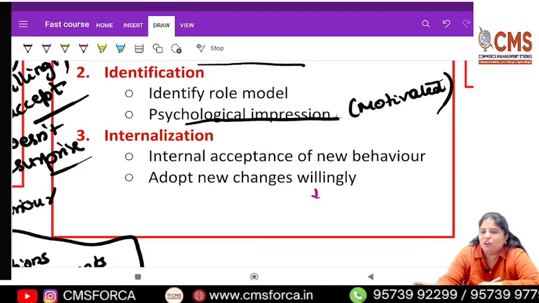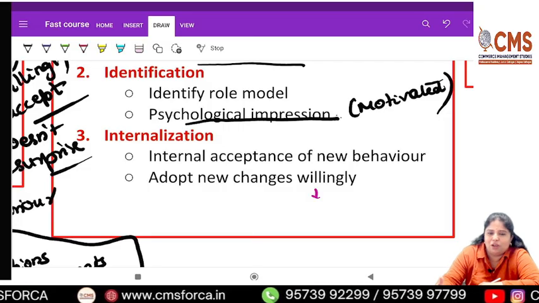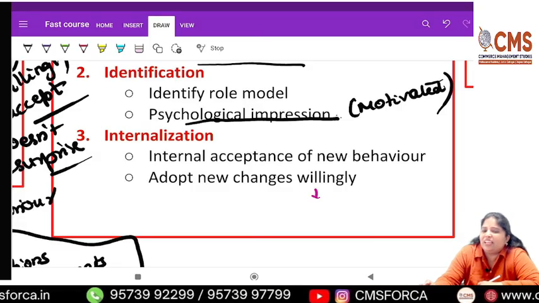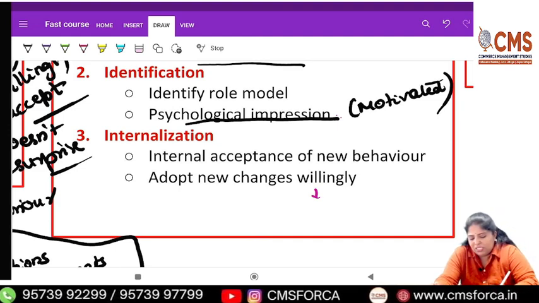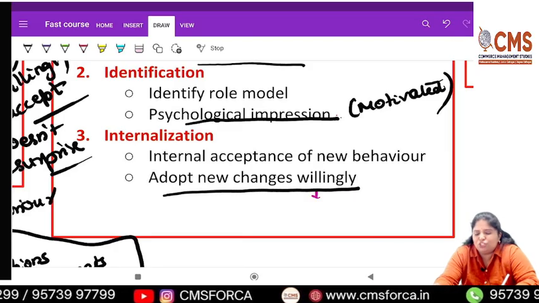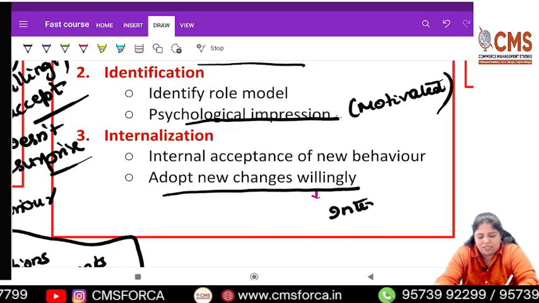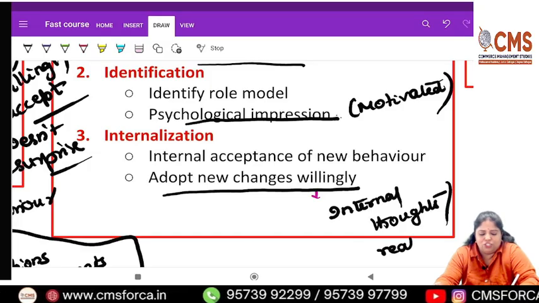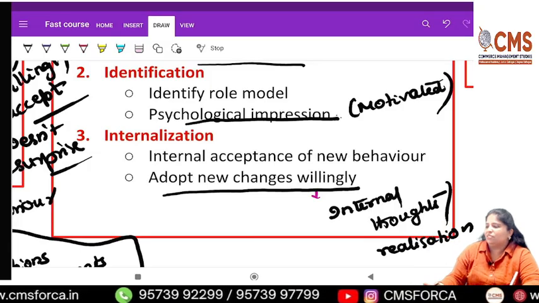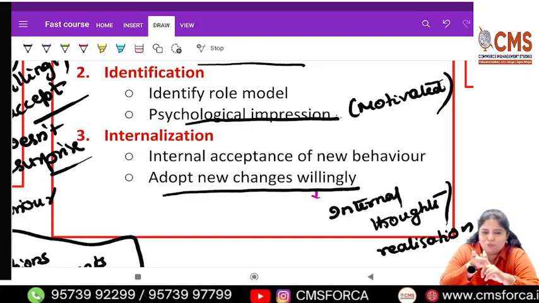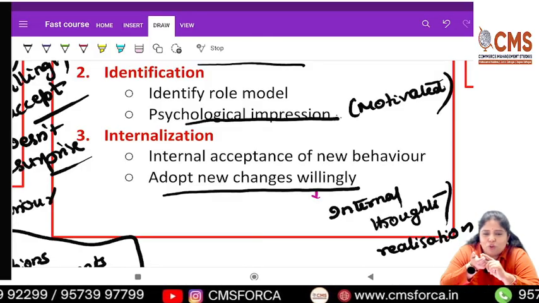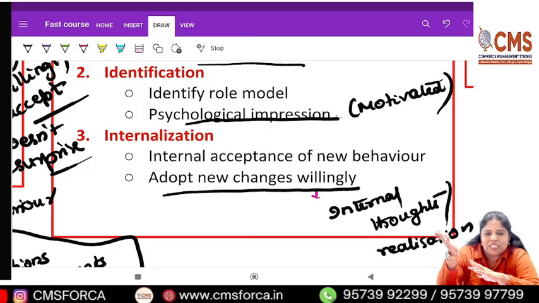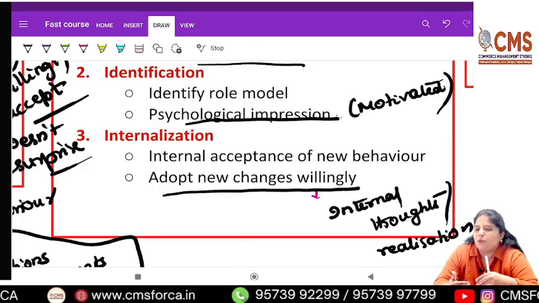But finally, if none of these things works, they are suggesting one more approach. Make your employees realize themselves through their internal thought process. This is where employees adopt the new change only by their internal realization. So realization is not enforced. They are not luring with rewards. They are not trying to scare them with punishments. They are not even luring them with some role model. They are making their own employees realize themselves.